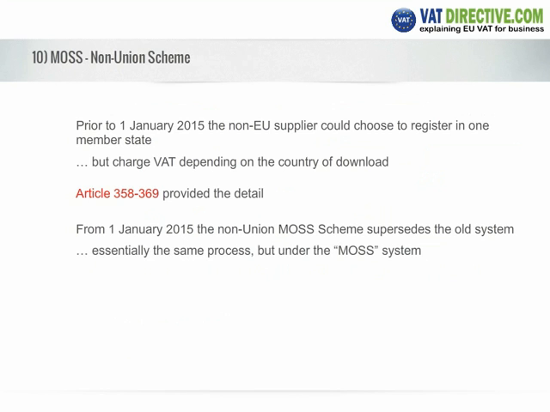So they register in a member state of their choosing, and they would then account for the local VAT, so still French VAT, the French individuals, etc. And that's really the main difference between the non-union scheme and the union scheme. The non-union scheme is for non-union suppliers, and they can choose which member state they register under MOS in. If you're registering under the union scheme, so let's say a UK company, then they have to register under MOS in the UK. They can't be based in the UK and choose to register under MOS in, say, Italy. They've got to register under MOS in their own member state, i.e. where they are established.